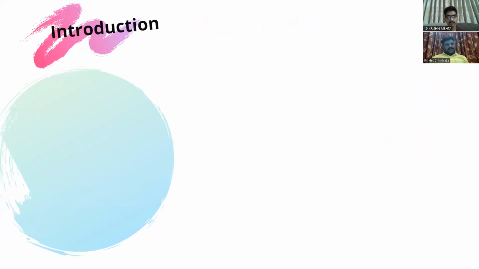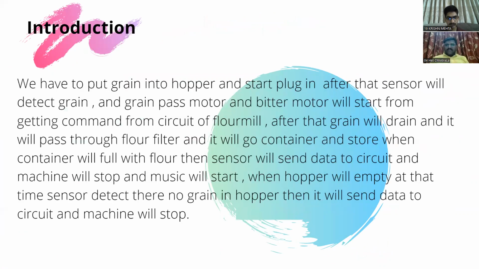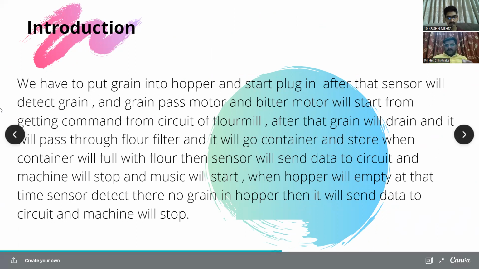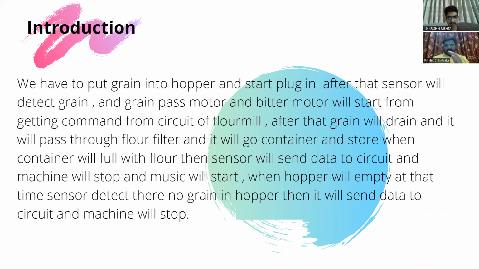So what is the introduction of this? We have to put grain into the hopper and start plugging. After that, the sensor will detect the grain, the grain passes to the motor, and the beater motor will start after getting a command from the circuit of the flour mill. After that the grain will drain, pass through a flour filter, and go to the container and be stored. When the container is full of flour, the sensor will send the data to the circuit, the machine will stop, and the music will start.